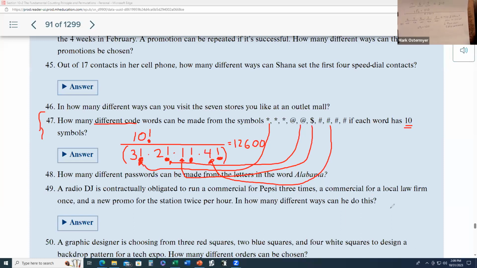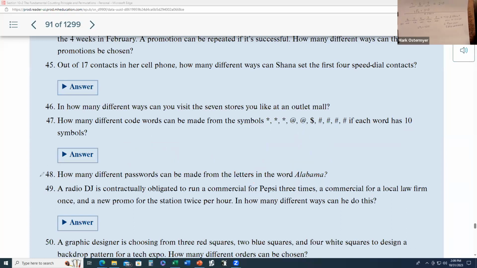Number 48. Let me erase all this here, get this out of your way. I would like you to do number 48, throw that into the classwork. How many different passwords can be made from the letters in the word Alabama? Question, is uppercase A distinguishable from the lowercase a's? Yes or no? What do you think? Yes. Key observation. So ladies and gentlemen, that uppercase A is different than the lowercase a's.